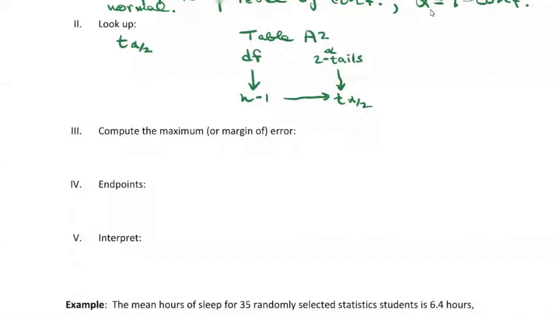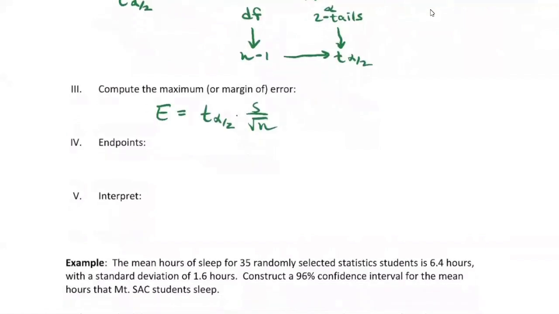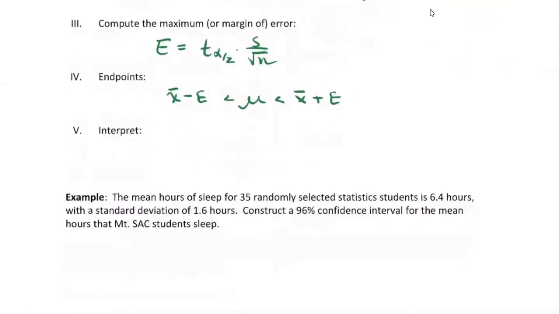Maximum error is easy now. It's E equals T alpha over 2 times S over the square root of n. So it's very similar to what we did before. The endpoints of the confidence interval are just X bar minus the margin of error, less than mu, less than X bar plus the margin of error. And the interpretation is identical as before.